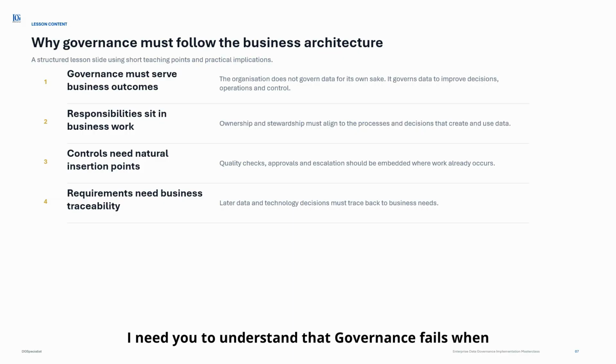I need you to understand that governance fails when it is designed as an isolated layer just floating above the organization. If a governance team creates new roles that simply do not match how the business processes flow, those roles quickly become purely symbolic. If controls are clumsily added outside of normal everyday workflows, they will get bypassed by busy staff. Phase B prevents this failure by physically connecting your governance to the business architecture.